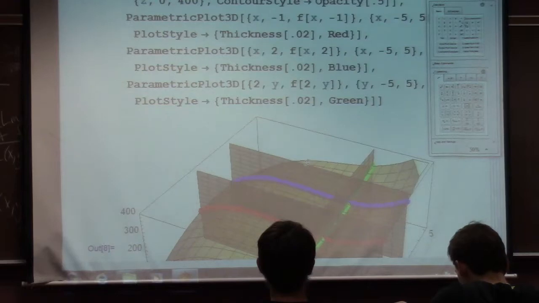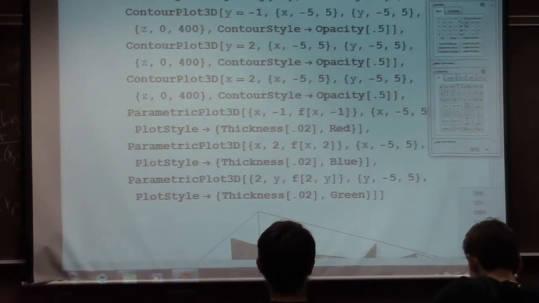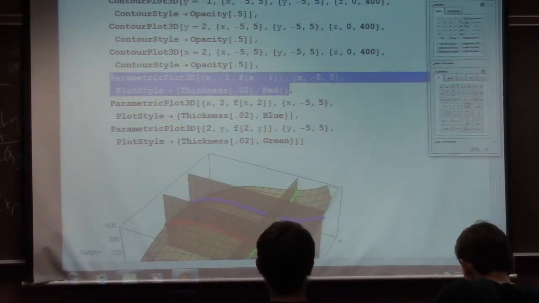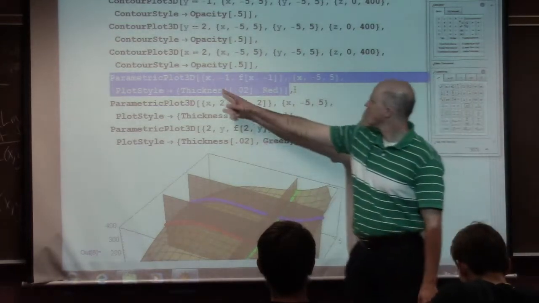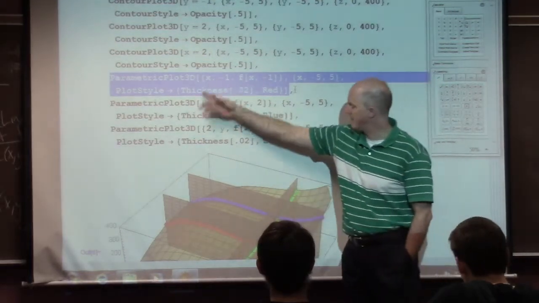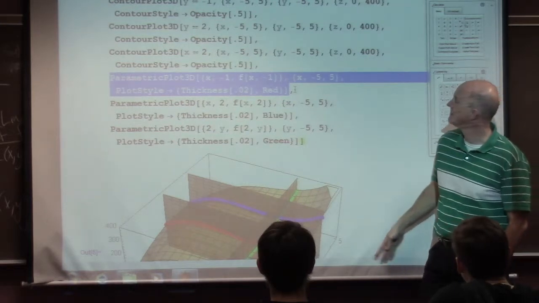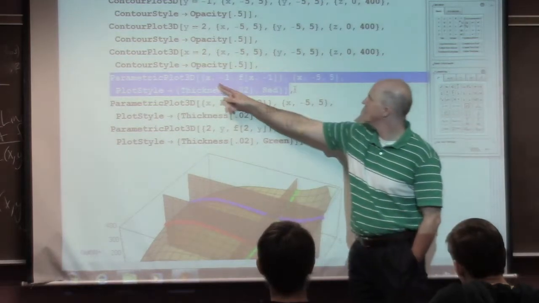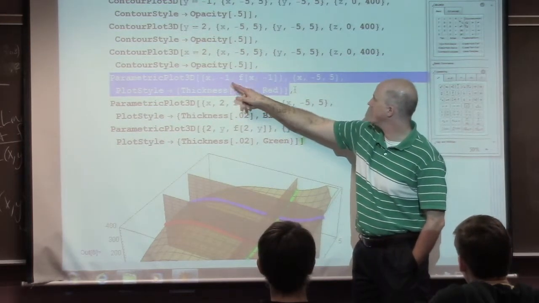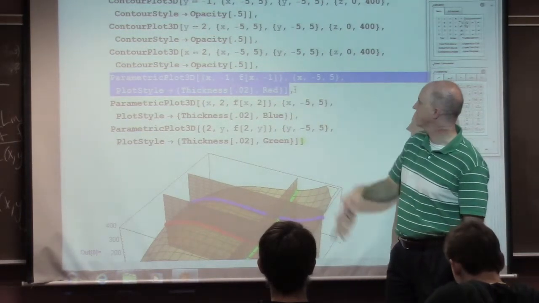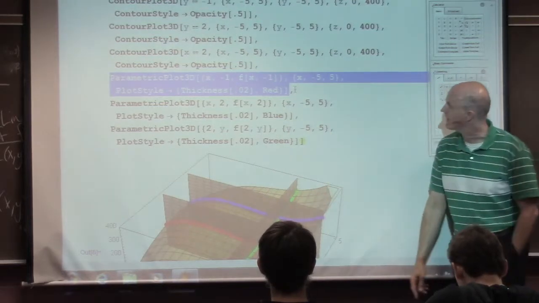Let's take a look at one of these here. So for example, the one that's colored red comes from this parametric plot code. You should make sure you think about why this works. So here I'm using ParametricPlot3D. This is a parametric curve. x is the parameter, and that makes sense because that's parallel to the x-axis. y is fixed at -1. This plane right here is at y equals -1. So x is x, y is -1, and then you can take that point and plug it into the function to get the z coordinate. And you let x vary from -5 to 5. It's colored red. You can see it's that one right there.